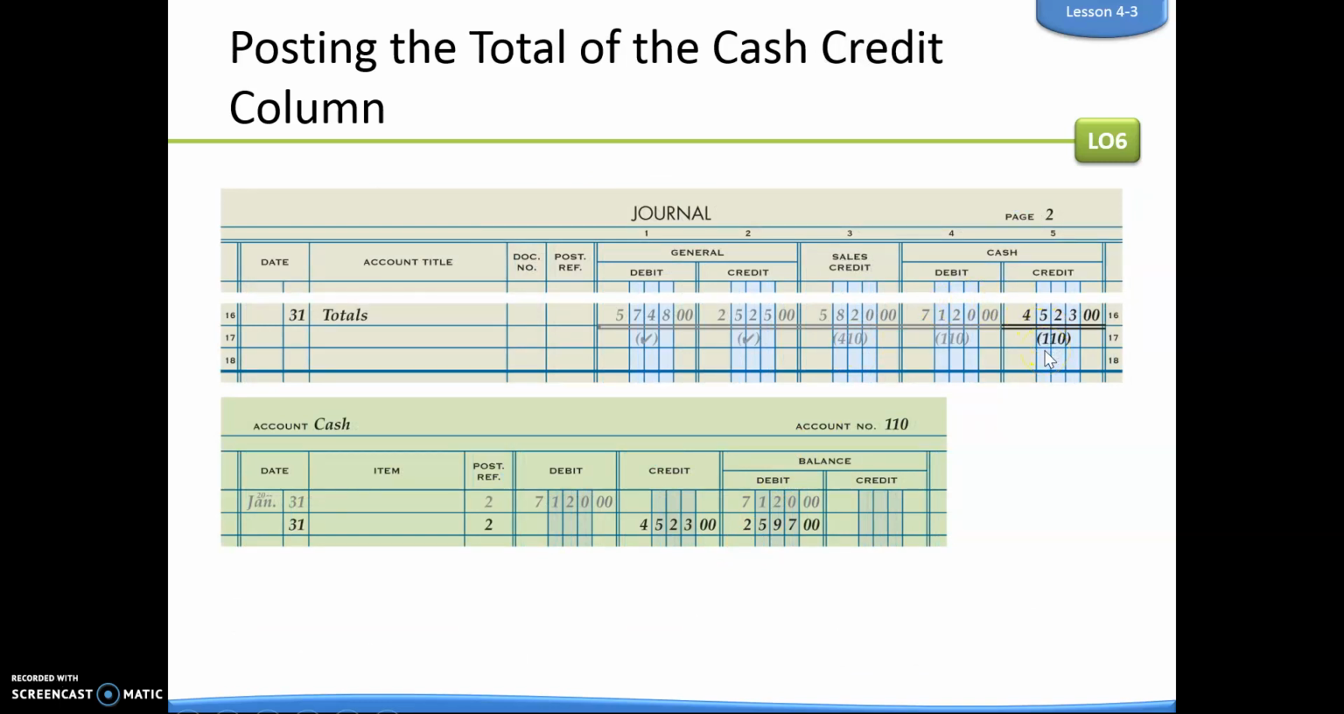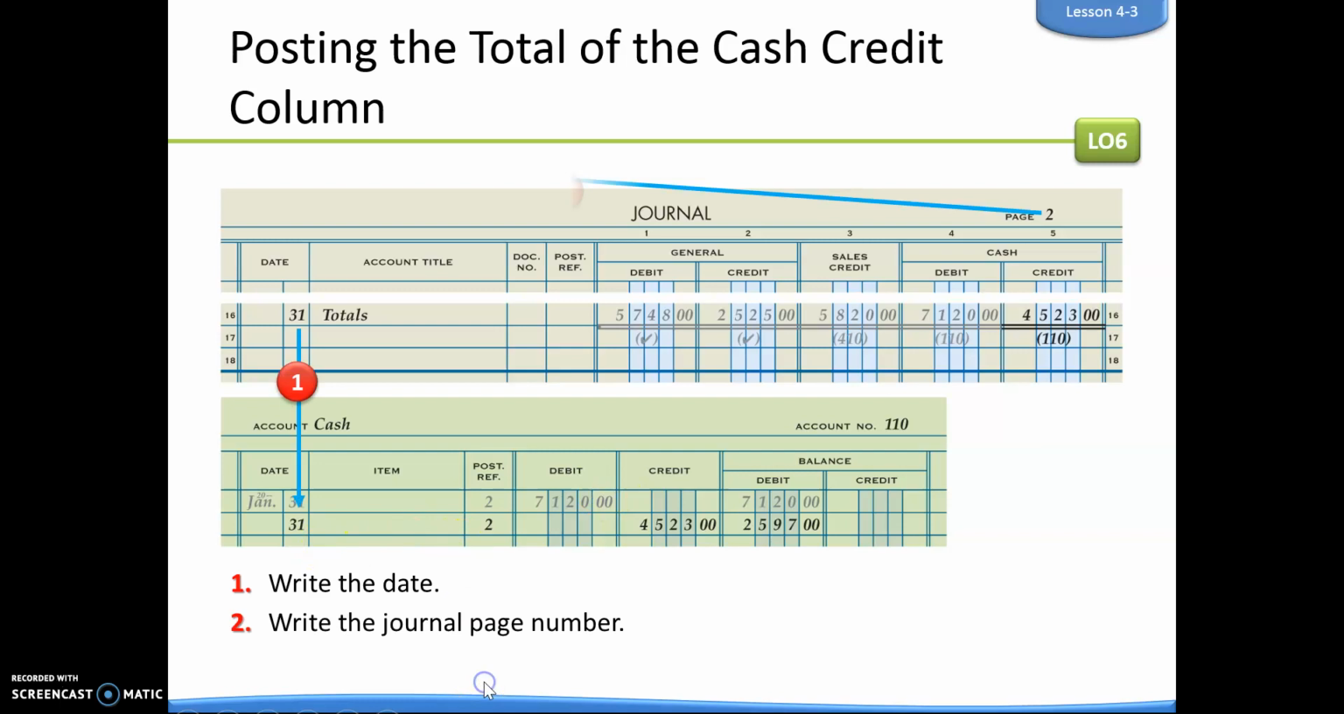Now, we're also going to do our cash credit, and so here you can see what we need to do in order to make sure that we're calculating correctly. Because cash has 2 special amount columns, a debit and a credit, we need to post each of those separately. So we did our debit first, now we're going to do our credit. Same thing with our date and our page number. This time we had a cash credit of $4,523, so we put that in our credit column.